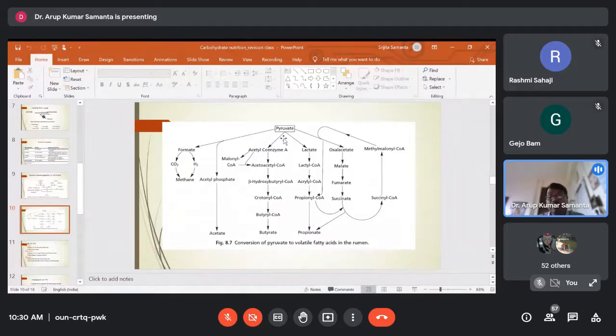metabolic pathways. Here, first is methane, the gaseous product, because as I have told, the gaseous products are carbon dioxide and methane. Sometimes some quantity of carbon dioxide gets reduced by hydrogen to produce methane. Other than that, there are acetate, butyrate, and propionate. So these are the three different pathways by which the three different volatile fatty acids are produced.